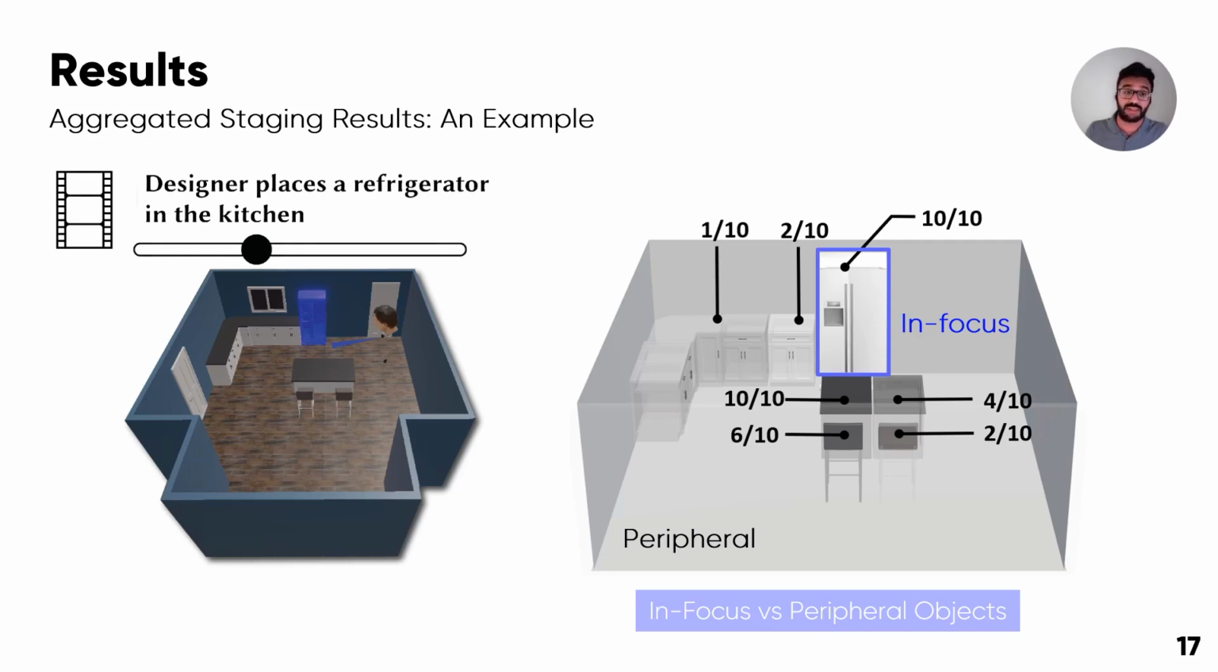This suggests that these objects may serve as spatial anchors that help describe the moment to be found. If in-focus objects represent the activity, then peripheral objects represent the context.